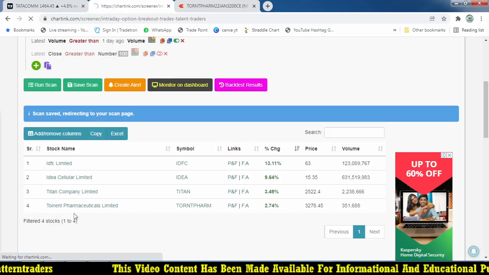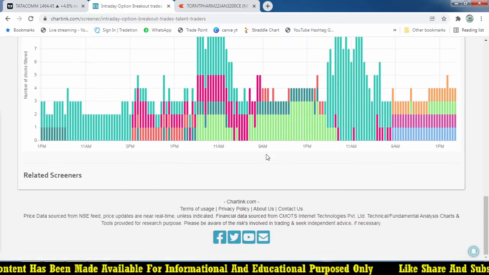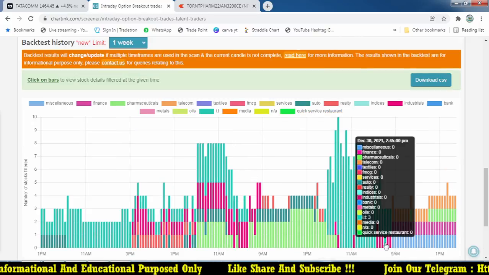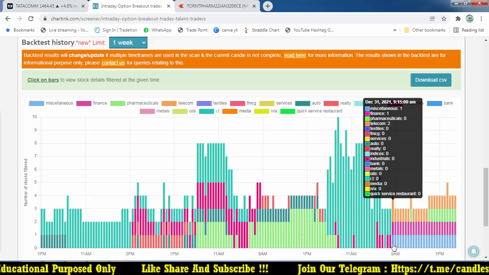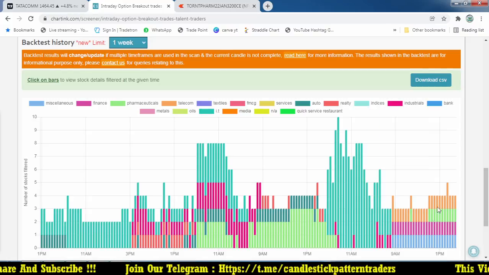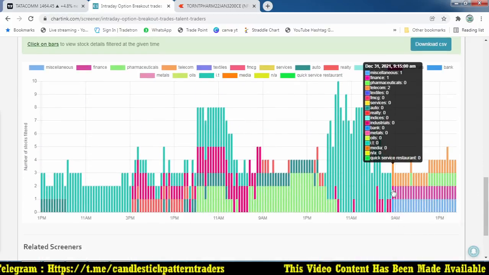So intraday option breakout trades based on the scanner. If you have saved the scan, then only we will get the backtest. Can you see that backtest? It is a backtest every 15 minutes. Let's see, it is around 9:15, 9:30, and then 9:45. So all the backtest scanner will be on a 15 minute time frame.